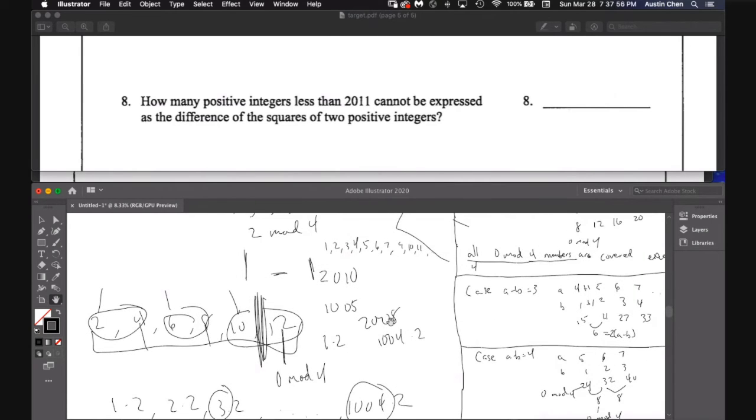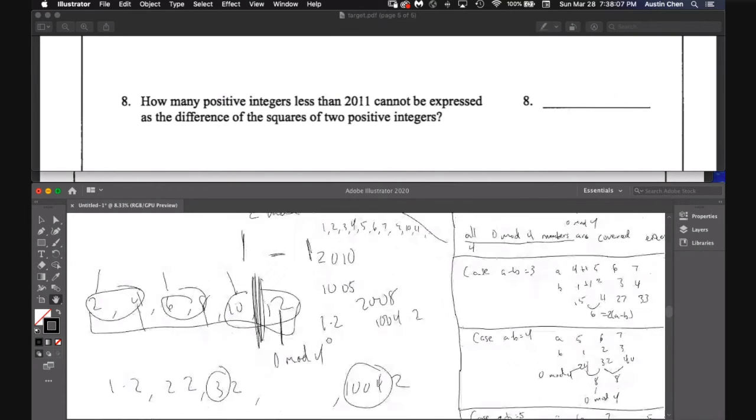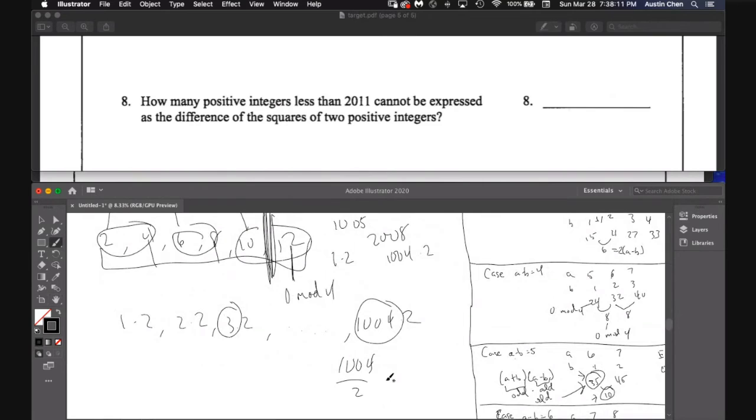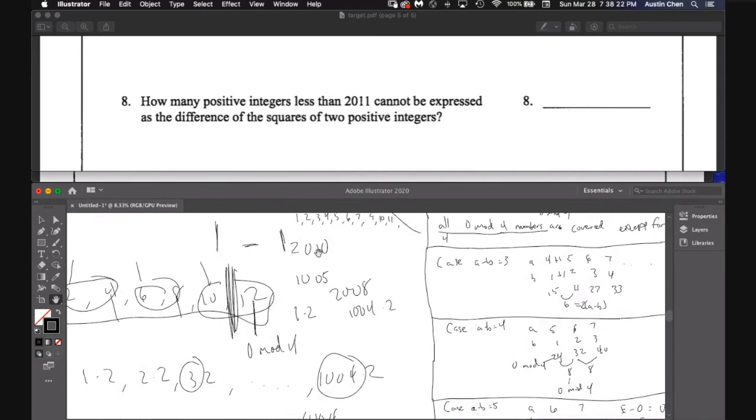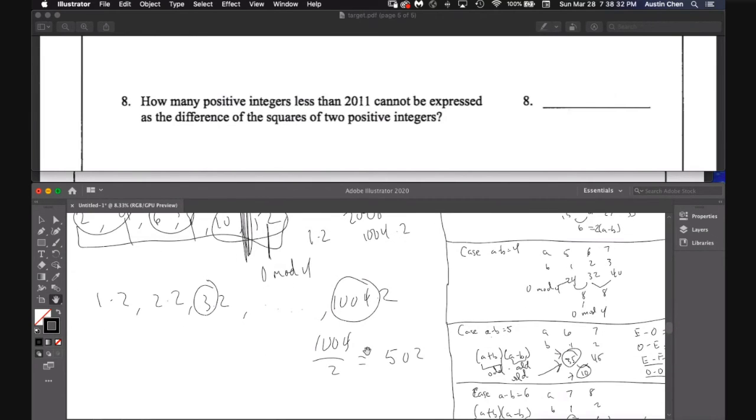Okay, so what are we saying here? We're saying that there are 1004 even numbers that are at 2008 or below. And then, like I said, we're going to divide this number by 2 to get our number of 2 mod 4 numbers that are at 2008 or below. And this is going to equal 502. Now, the numbers that we didn't count that are also in this set are 2009 and 2010. 2009 is not a 2 mod 4 number, but 2010 is. So we want to add 1 to 502, and then we have 503.